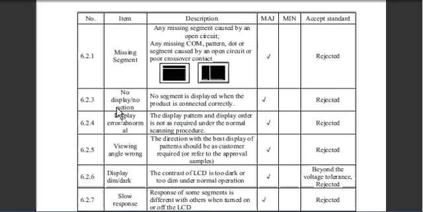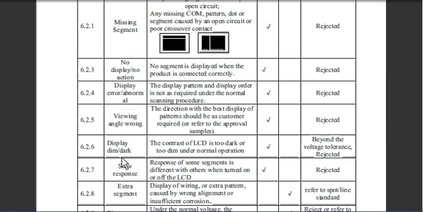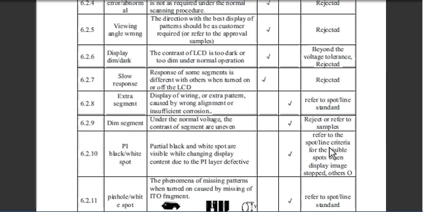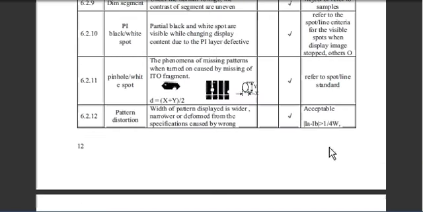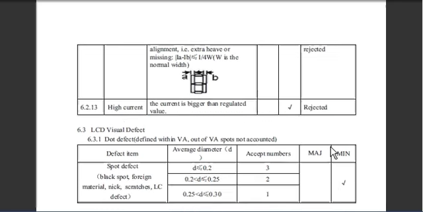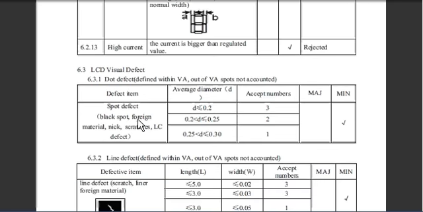For example, a missing segment is a major defect, and if we find any missing segment, it will be rejected. And for example, LCD dim and dark is also a major defect, so there is some tolerance for that. And for example, for visual defects, if we see any spot defect, black spot, or foreign material, and scratches and something like that.